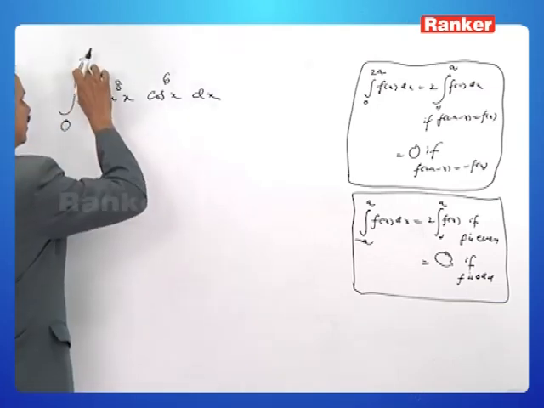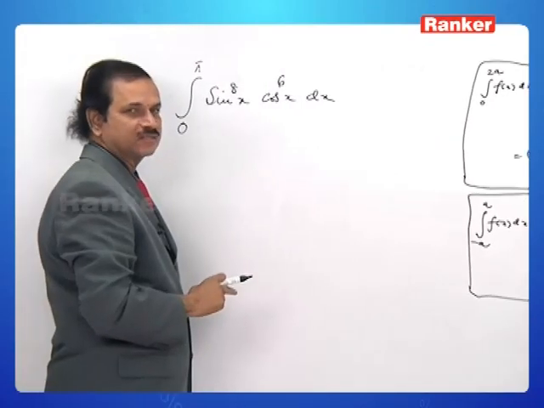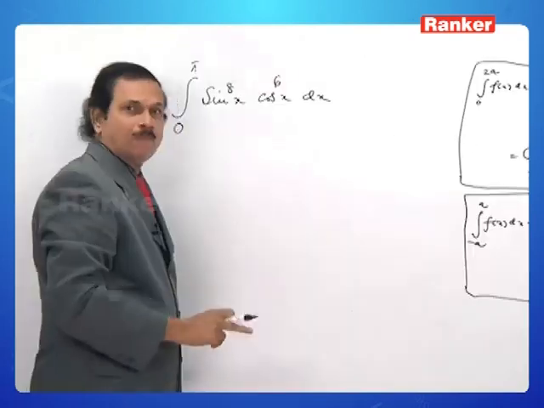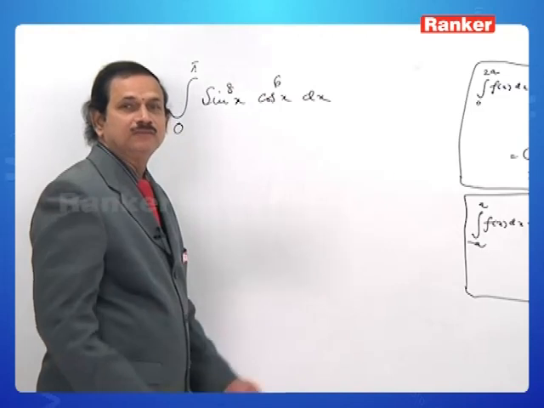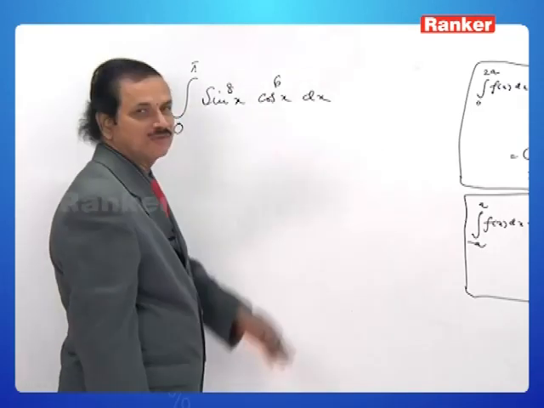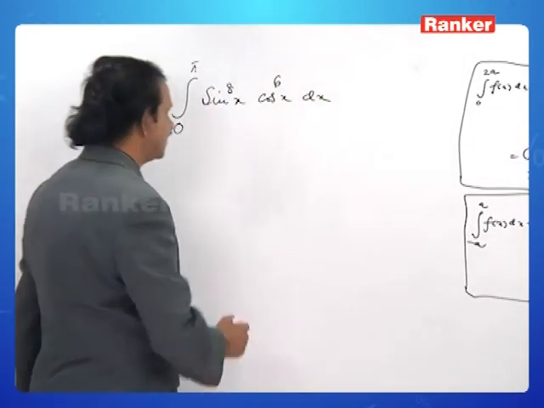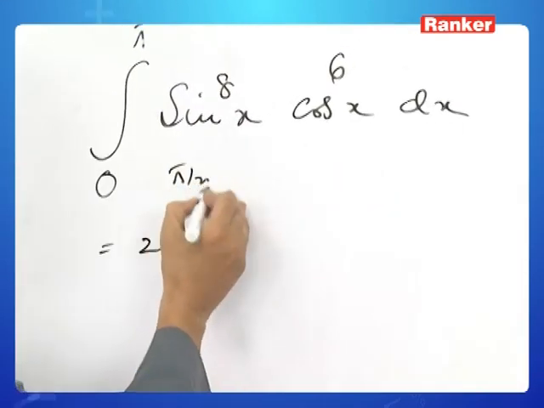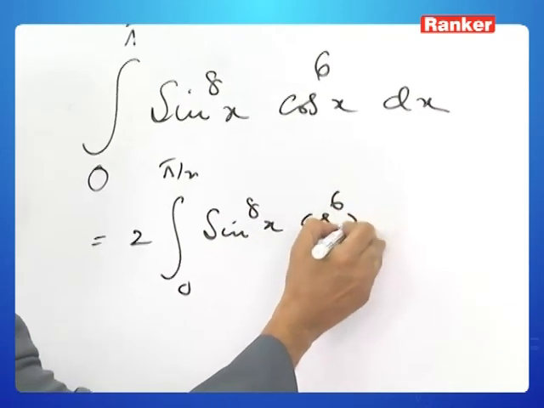In the place of 2a we have pi. Sine of pi minus x is sin x, power 8, no change. Cos of pi minus x is minus cos x, but you see, whole power 6 is there. Therefore, no change at all. So, f of 2a minus x is equal to f of x. So, what type of step do you have to use? The first case. The answer is 2 into integral 0 to pi by 2 of sine power 8x into cos power 6x. Well done.